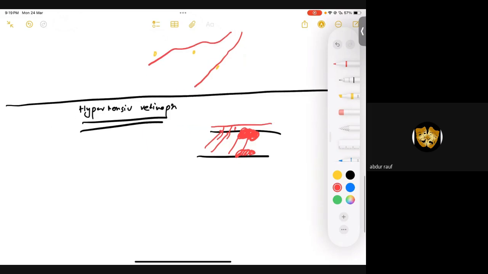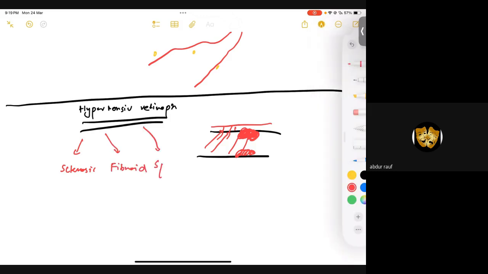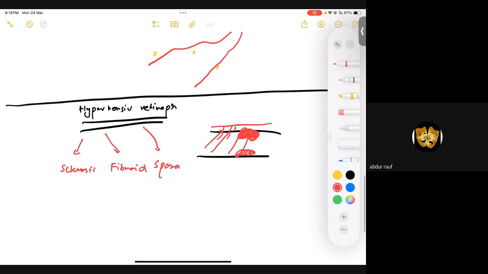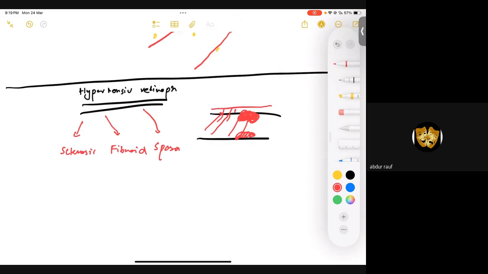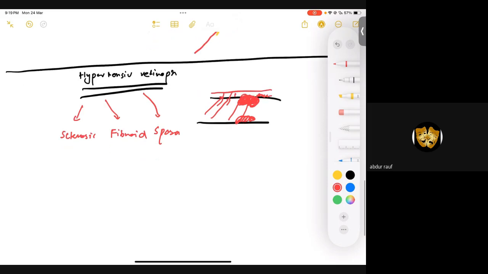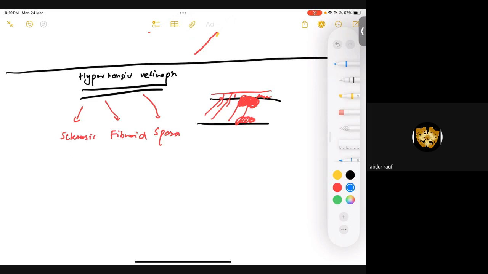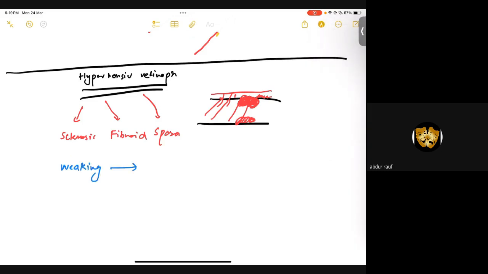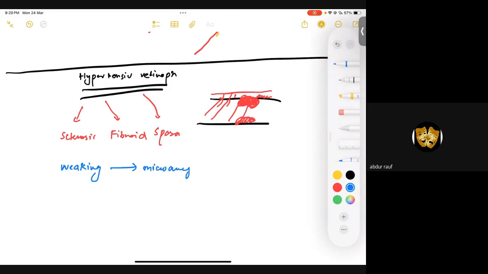So all of these three phenomena, that is sclerosis, fibrinoid necrosis, and spasms, due to endothelin release. All of these phenomena would lead to weakening of the blood vessel wall. If we have weakening of blood vessel wall, we already know that weakening of blood vessel wall is followed by aneurysms, right? So we can again see microaneurysms. Is that clear?